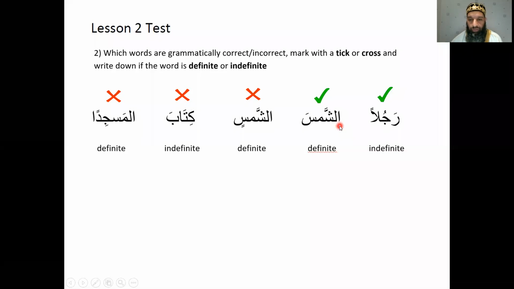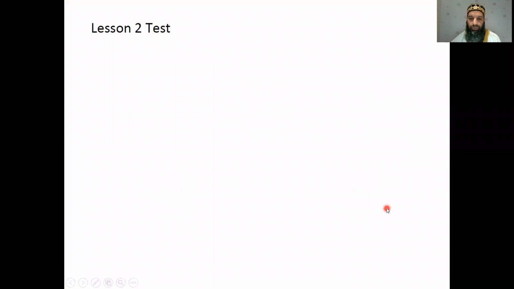Ash-shamsa. Why is that wrong? Is it wrong? Why is it wrong? Just checking you're all awake. It's correct. It's right. Fantastic. Ash-shamsa. Single ending because of the al. Definite. And rajulan. Rajulan is right. Why is it right? Double fatha and there's no alif lam. Right.